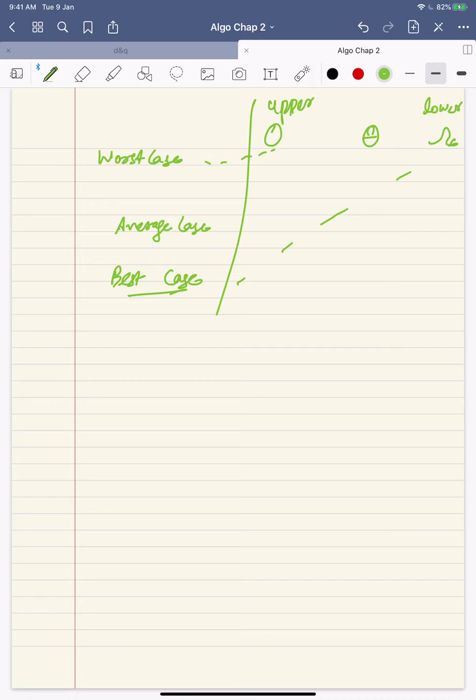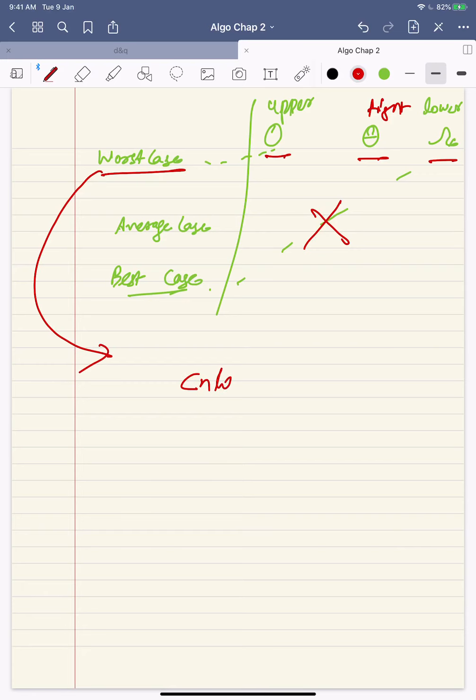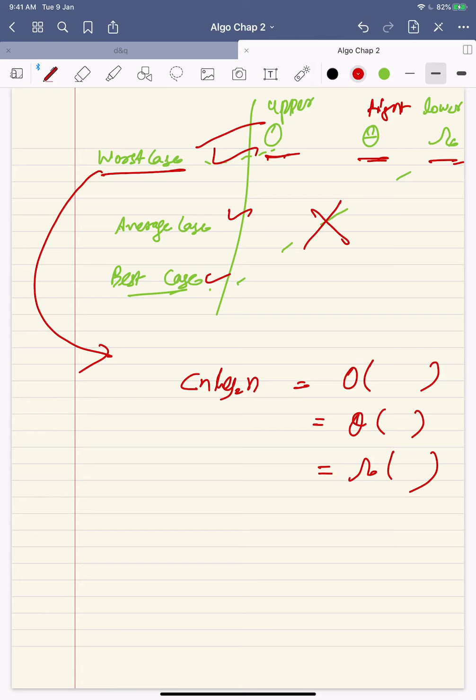Actually many students have this confusion that worst case is like upper bound and best case is like lower bound, but no. They are orthogonal things. So in worst case, you can talk about all three: the upper bound, the tight bound, and the lower bound. You will come up with a term, something like Cn log n, and you can say this is order of something, this is theta of something, this is omega of something. So you can do all three for all the three cases. So do not confuse worst case with upper bound. No.